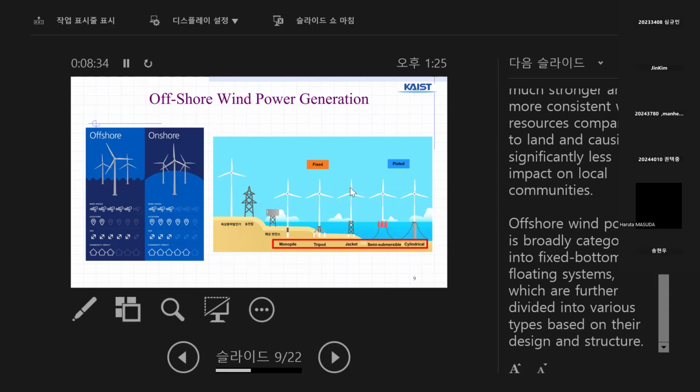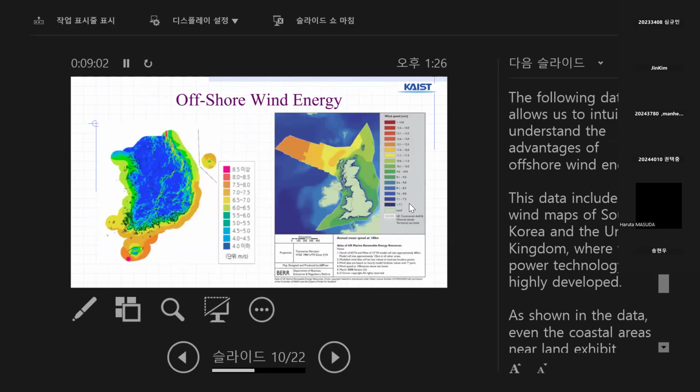Offshore wind power is broadly categorized into fixed-bottom and floating systems, which are further divided into various types based on their design and structure. As you can see, the fixed types include monopile, tripod, and jacket styles. On the other hand, the floating styles include semi-submersible and cylindrical styles. So this is the evidence for why offshore wind power is better.